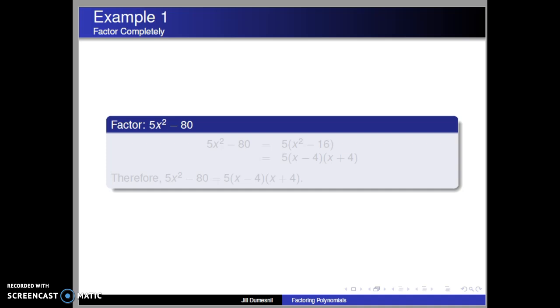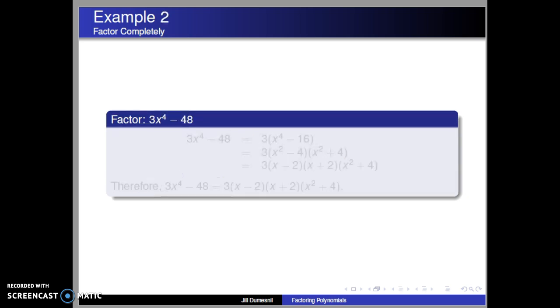Let's factor 5x squared minus 80. We notice a common factor of 5 that we can factor out, leaving a second factor of x squared minus 16. Since x squared minus 16 is the difference of squares, we can factor that into x minus 4 times x plus 4. Therefore, 5x squared minus 80 can be factored as 5 times x minus 4 times x plus 4.